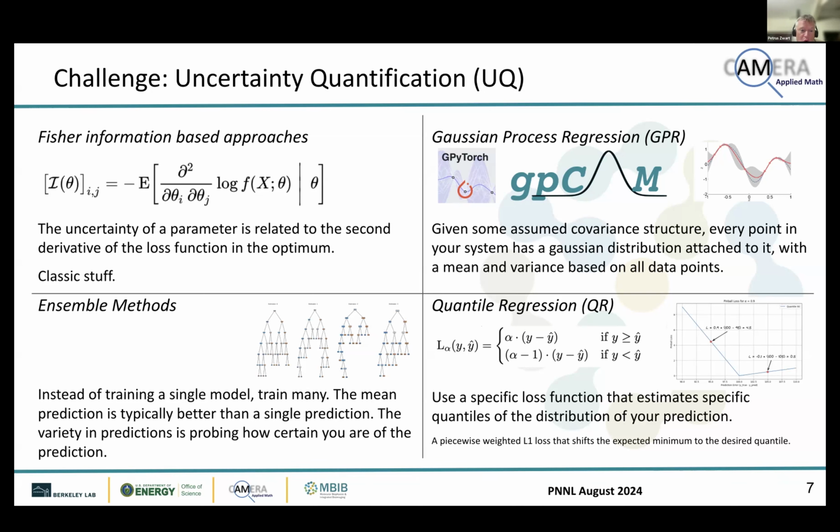It's very nice, has some drawbacks. I'm not going to talk about that. Other method is an ensemble method. So instead of training a single model, you can train many. The mean prediction is typically better than a single prediction, and the variety in predictions is probing how certain you are of the prediction. And there is something called quantile regression. Quantile regression is a method that uses a specific loss function that estimates the quantiles that you're interested in of your prediction. And that's a very powerful and very useful method.